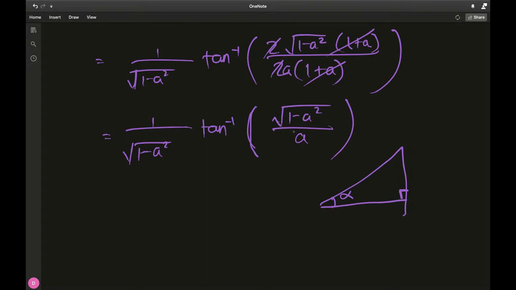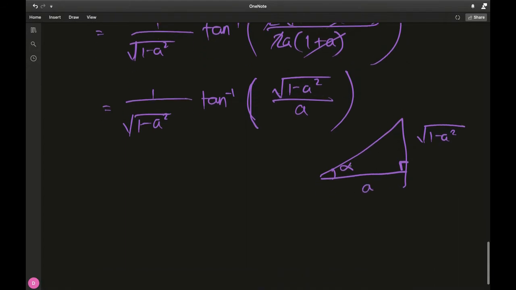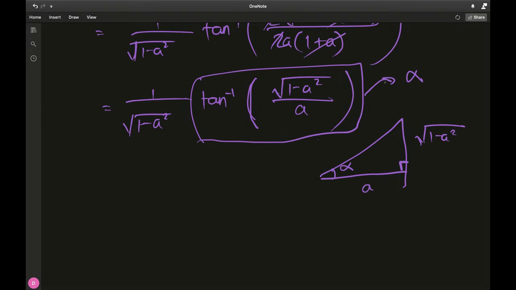So if square root of 1 minus a squared were the opposite side and a were the adjacent side, then tan of alpha would actually be the argument of this. Therefore, inverse tangent of this divided by this would be alpha, like we originally defined. We originally defined this inverse tangent to be alpha. So take the tan on both sides. So tan alpha is equal to square root of 1 minus a squared over a. And hence we constructed a triangle having these sides.